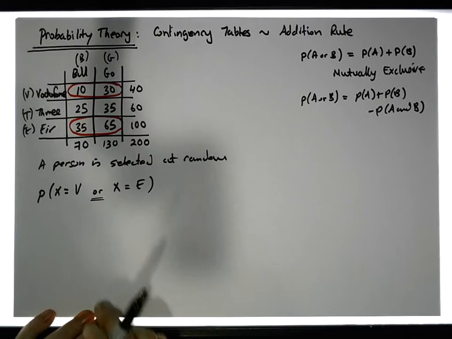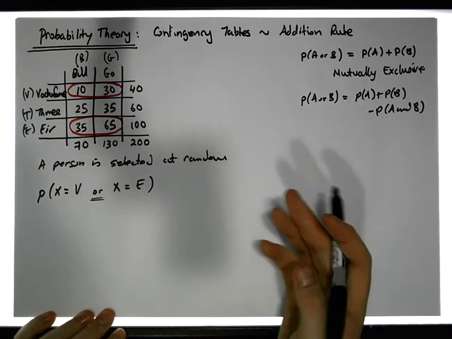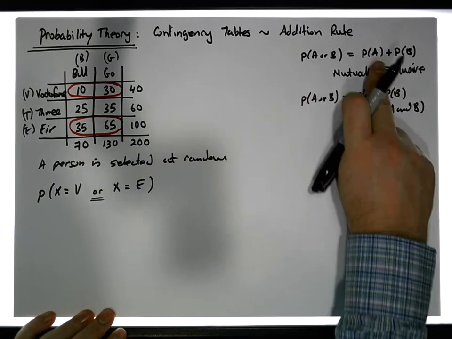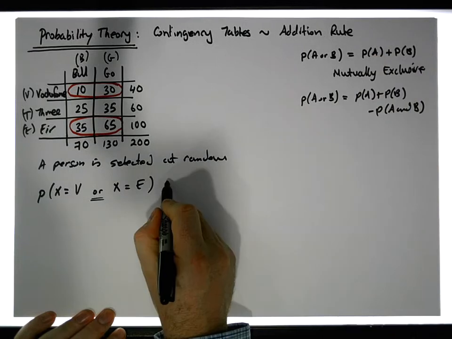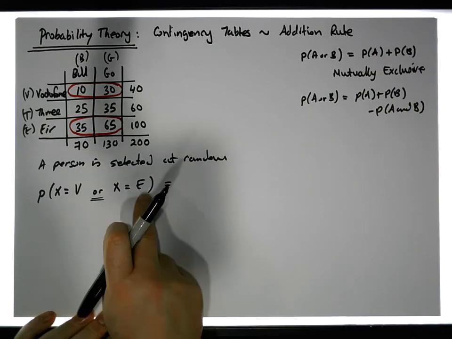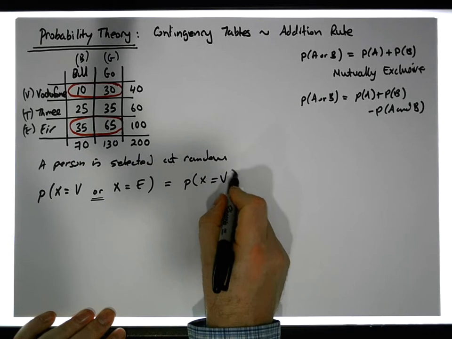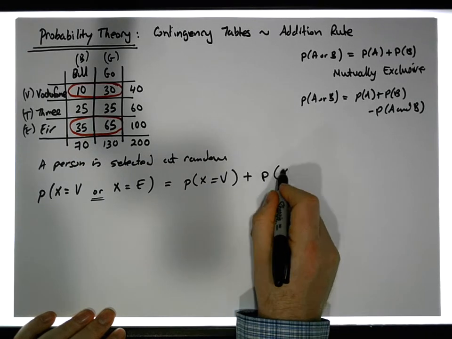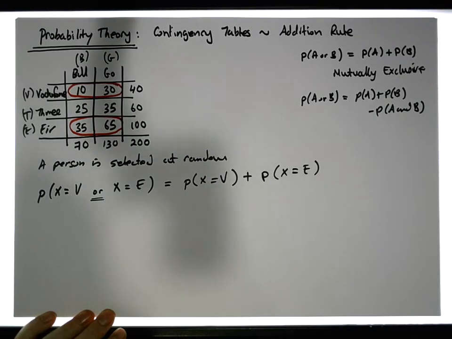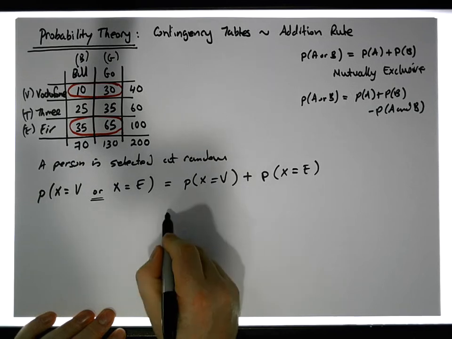customers and this set of customers. You're either in one or the other, you're not in both. So hence, they are mutually exclusive, so this rule becomes the sum of the individual probabilities. So it's the probability that the person is a Vodafone customer, plus the probability that the person is an Air customer. And these are simple marginal probabilities.